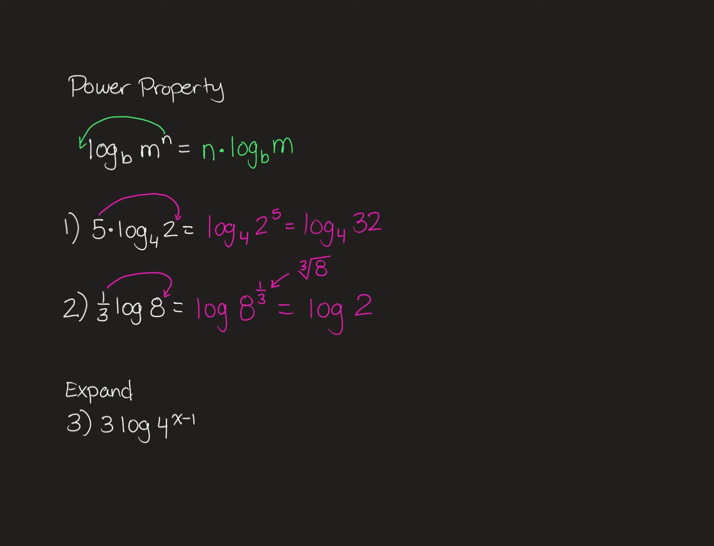We can also expand, like number 3, we have 3 log base 10 of 4 to the x minus 1. So we can actually kick out this exponent here, and it gets multiplied on the outside. So we have 3 times x minus 1 log of 4. Simplify that just a little bit more. You can distribute that 3, so you get 3x minus 3, and this needs to go in parentheses in front of the log of 4. So that's your power property.